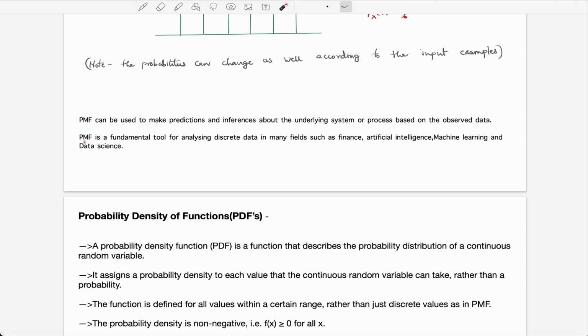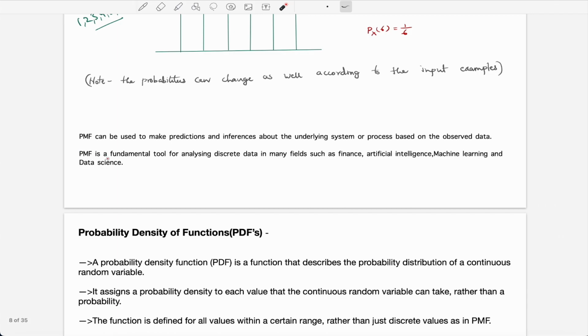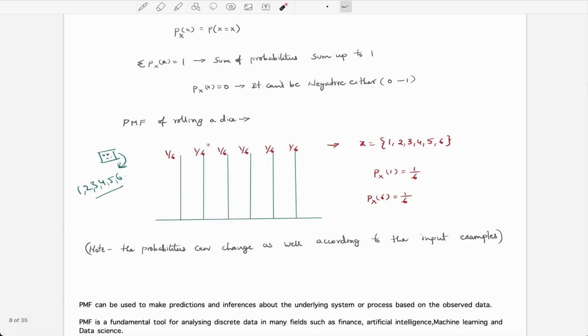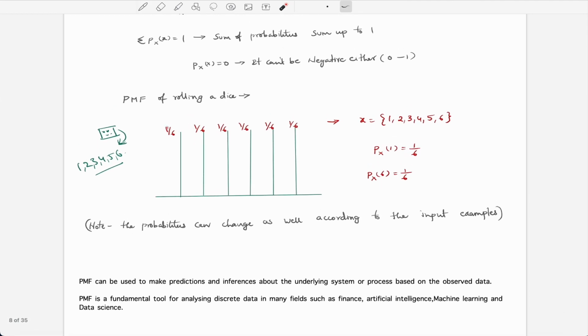Okay, so the PMF is a fundamental tool for analyzing discrete data in many fields such as finance, artificial intelligence, machine learning, and data science. So the probability mass function is a fundamental tool for analyzing discrete data. It is the best function which is used for analyzing discrete data.